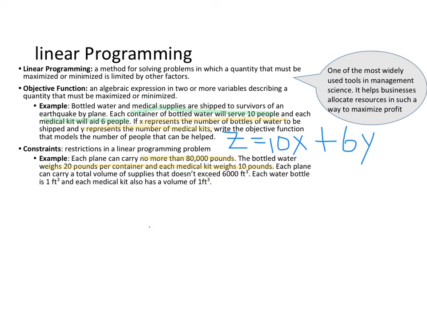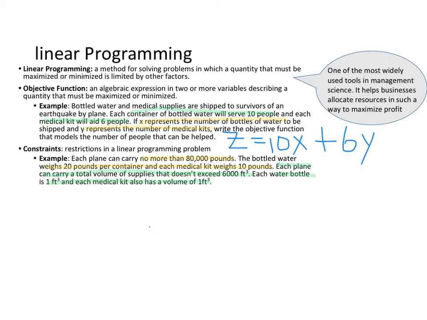Each plane can carry a total volume of supplies that does not exceed 6,000 cubic feet. Okay, so that's also critical information. And each bottle of water is 1 cubic foot, and each medical kit has a volume of 1 cubic foot. So that's going to go in green because we're talking about volume.